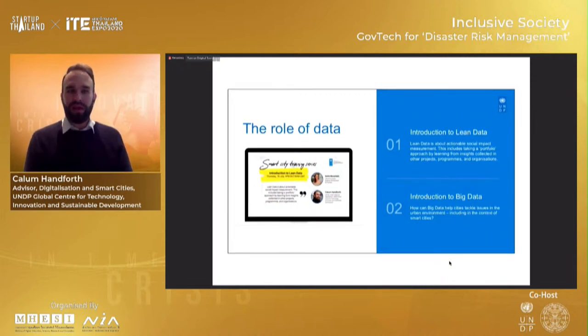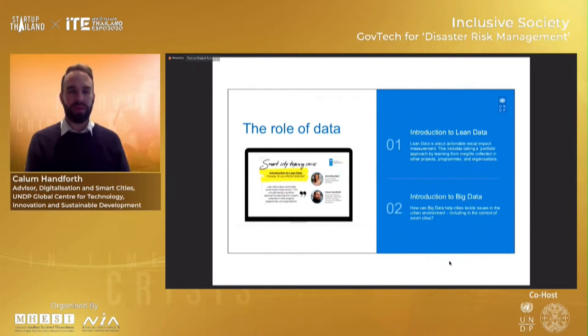Tavita mentioned in the introduction the kind of role of data, and this is something that we see particularly important. And I mentioned earlier things like open data are particularly useful, but just two concepts to talk about here in the context of disaster management and risk and resilience and so on. The first is big data. We often hear this in the context of disasters, so things like sensors, mobile data, geospatial data.